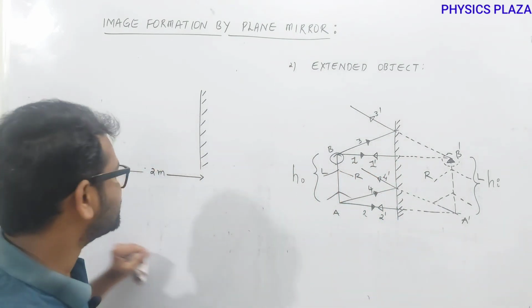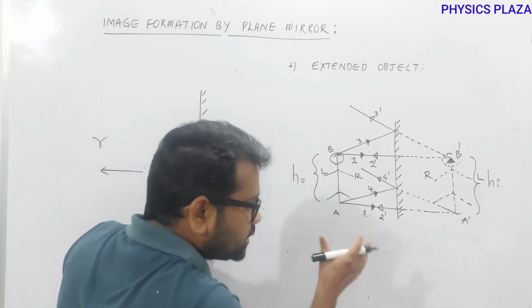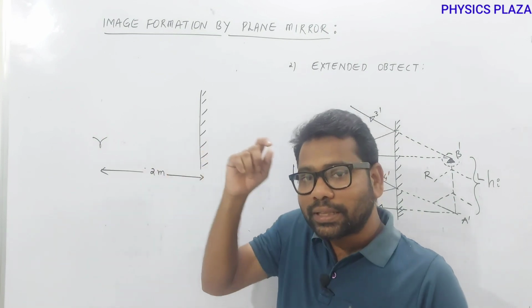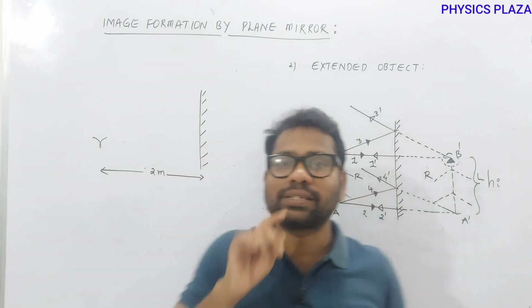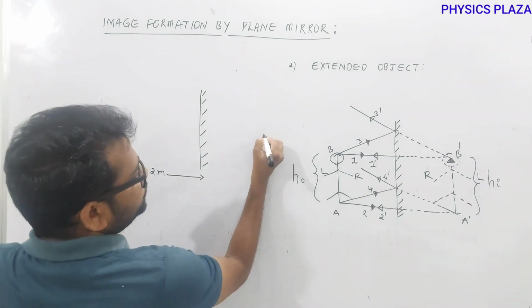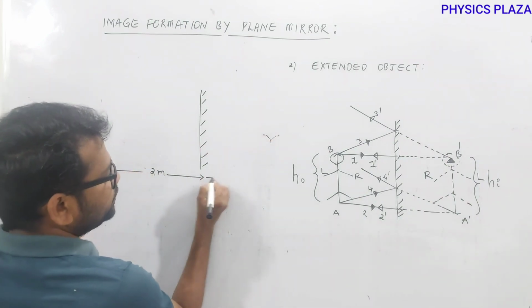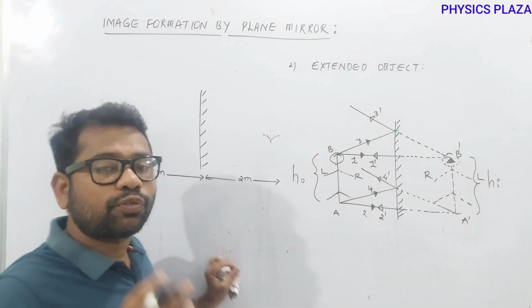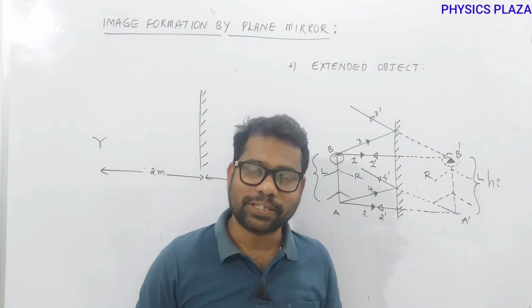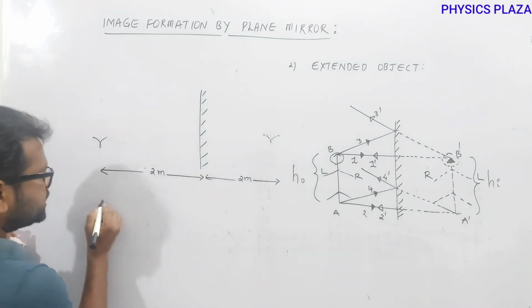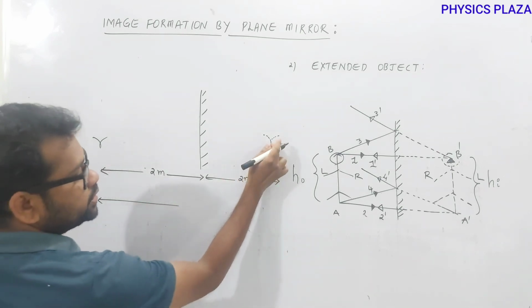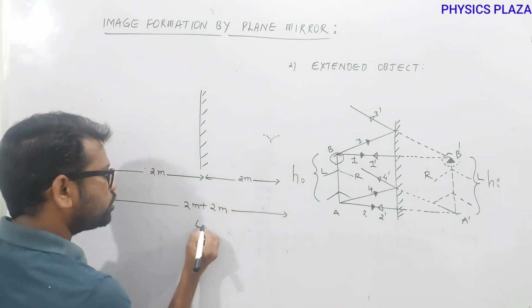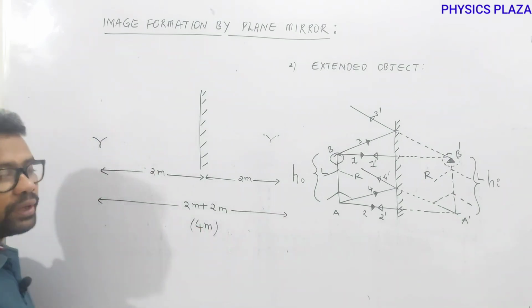Now let us cross check. Children, as per the characteristics of the image formed by a plane mirror, if an object is placed at x distance in front of it, the image is also formed behind the mirror at x distance only. So the image is formed behind the plane mirror at 2 meters distance. Now the second question: what is the distance between the insect and its image? That is 2 meters plus 2 meters. It is going to be 4 meters.